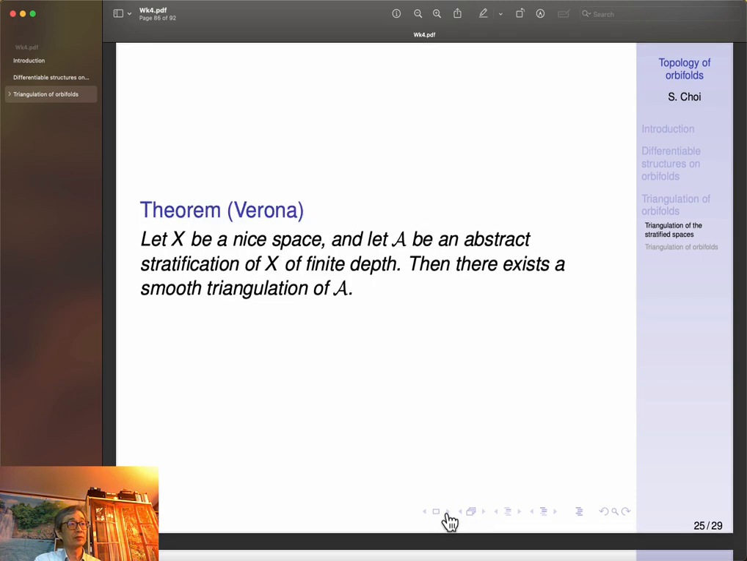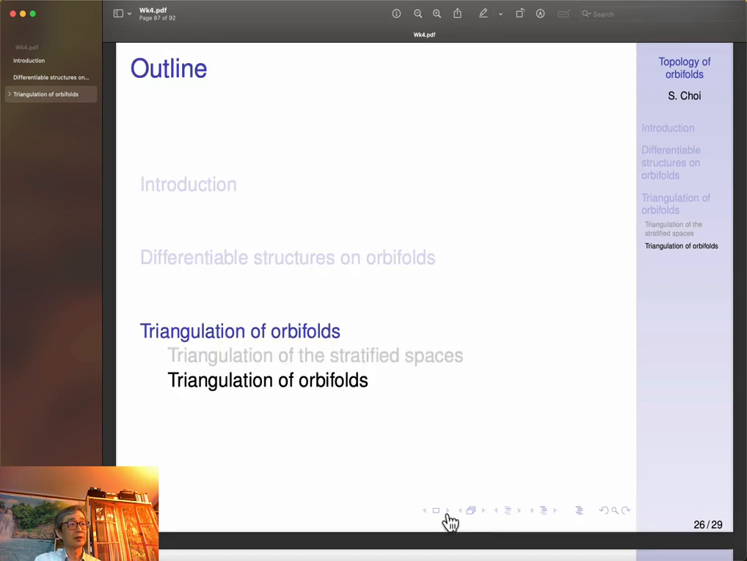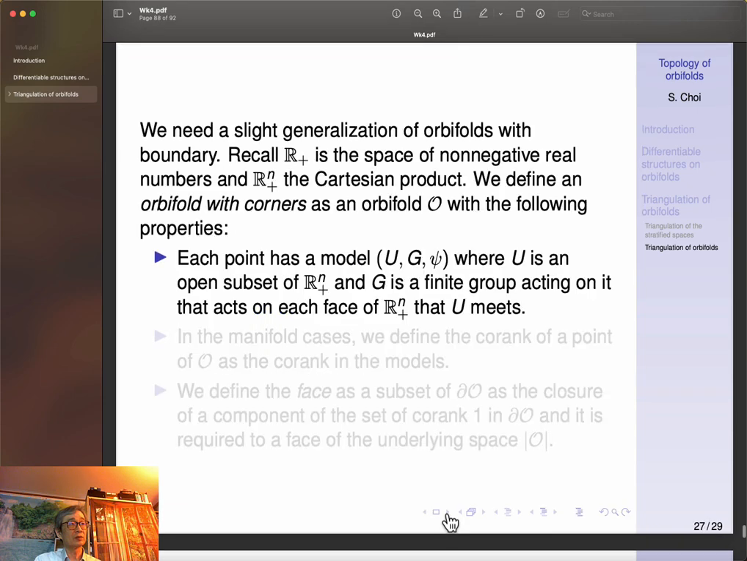So the theorem of Verona is that if X is a nice space and A is an abstract stratification of X of finite depth, then there exists a smooth triangulation of A. So we go to triangulation of orbifolds.